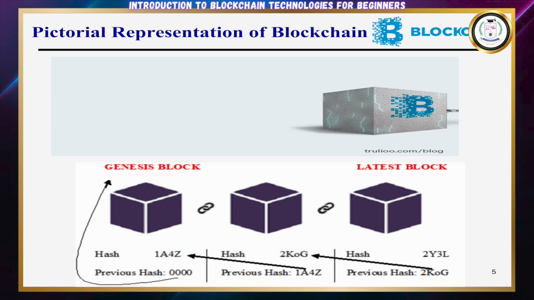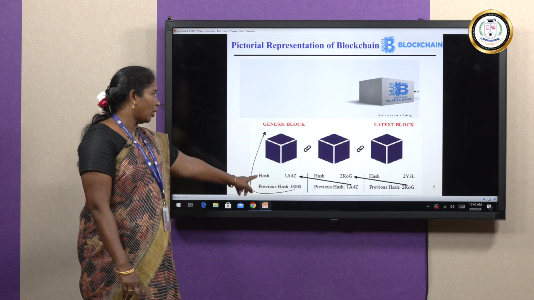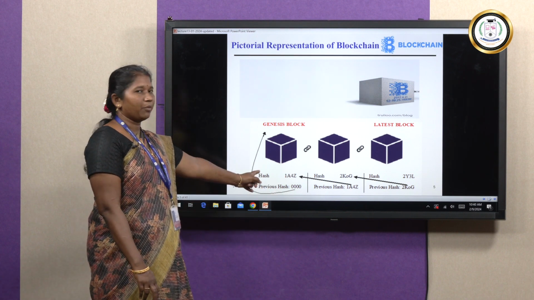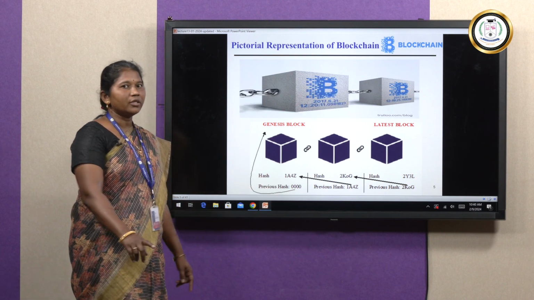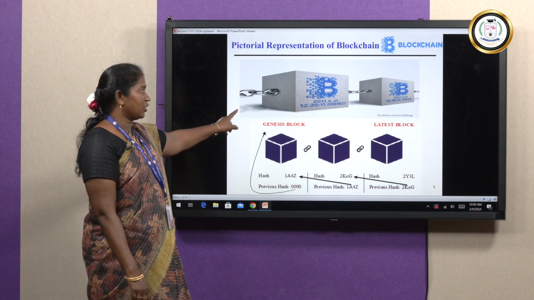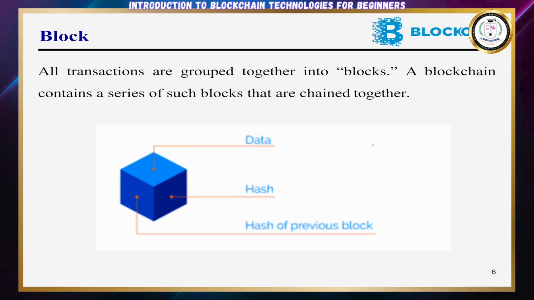So this is the first block of the blockchain, which always shows 4 zeros. And each and every hash will be represented, that is, the hash value of the previous block will be represented in the next block. So like that, n number of blocks will be added. So this is the sample pictorial representation for this blockchain, and this is the representation of a block.